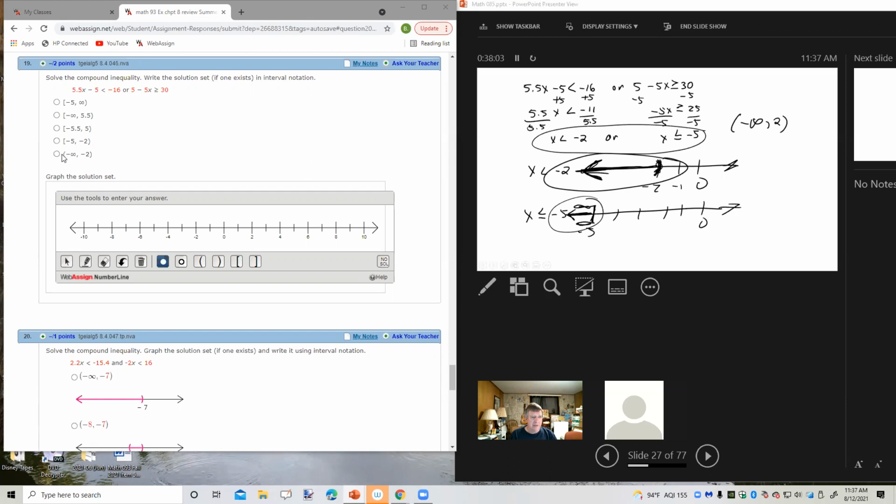So I've got, let's see. Oh, what did I do? I forgot my negative sign here. It's a good thing that that wasn't one of the possible answers, having a +2. So that, and then graphically, I need a parenthesis at -2 going to the left. Okay.